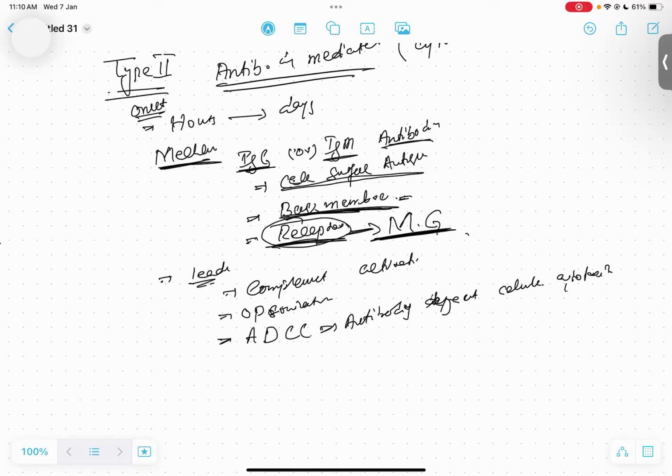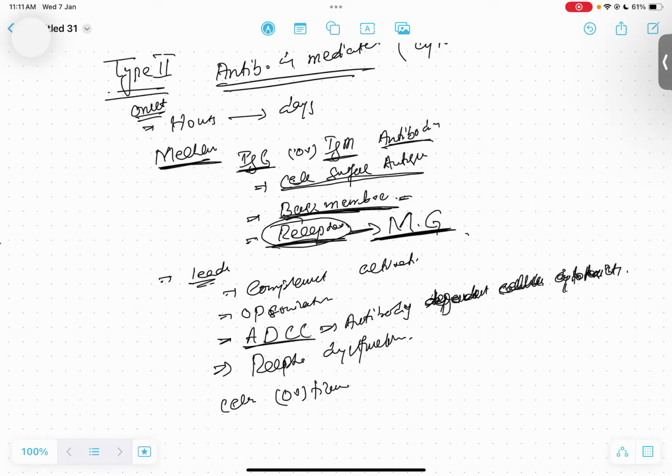So ADCC is antibody dependent cellular cytotoxicity. The antibodies lead to cellular destruction that requires these antibodies. And the fourth one is receptor dysregulation or dysfunction. So this will lead to these four mechanisms, and their targets are mainly cells or tissues.